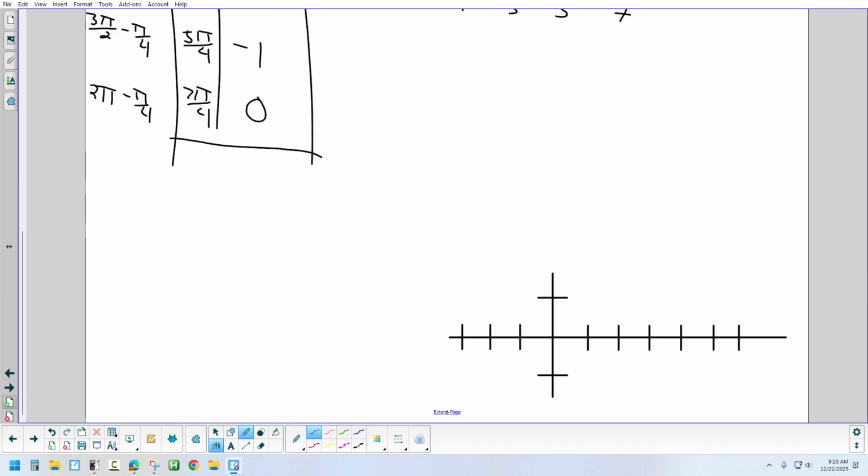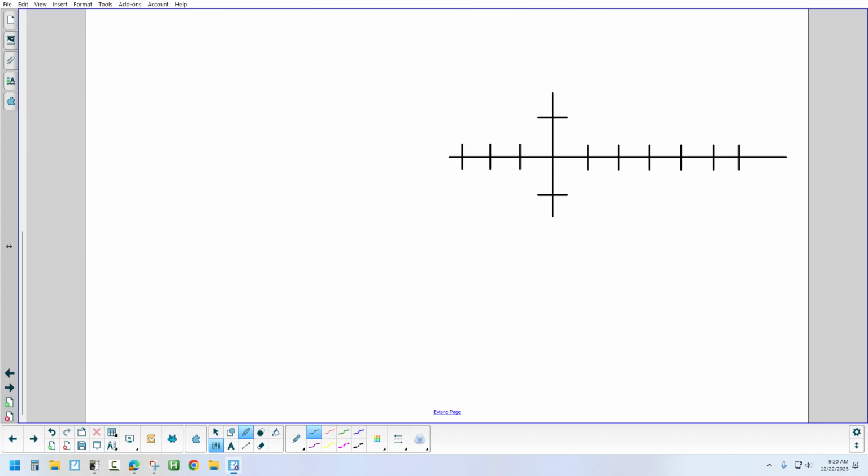Okay, so we've got negative pi over 4. We don't have to label that as 0. We can, but we know the axis is 0. This is 1 pi over 4. And then we're skipping 2 pi over 4 and going to 3 pi over 4.